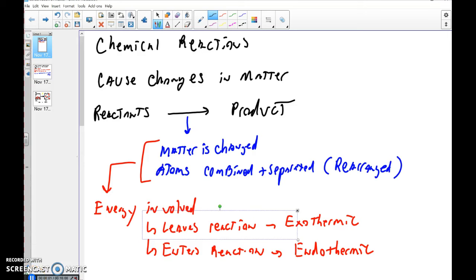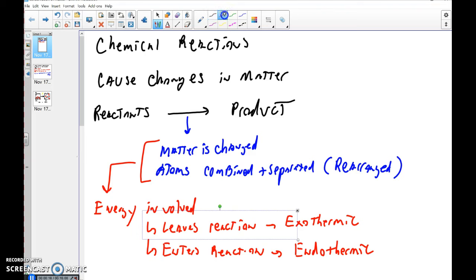All right, ladies and gentlemen, for this presentation, we're going to talk about a really key aspect of what happens to matter during chemical reactions. So first, a quick review. Chemical reactions cause chemical changes. So they cause changes in matter.